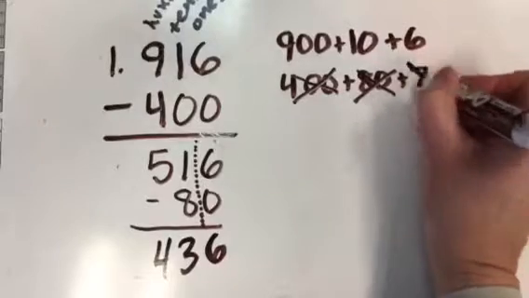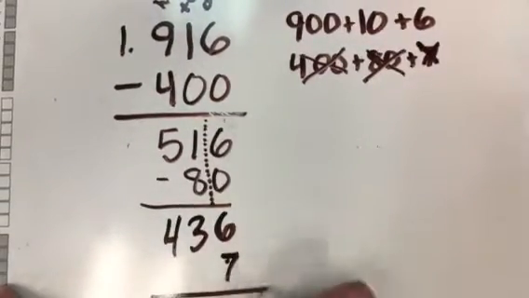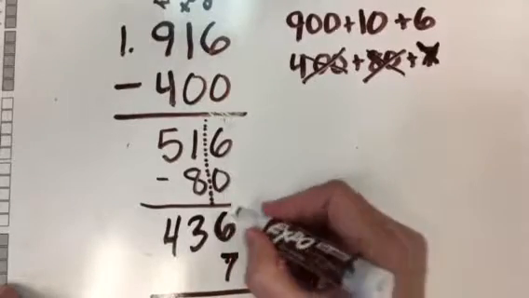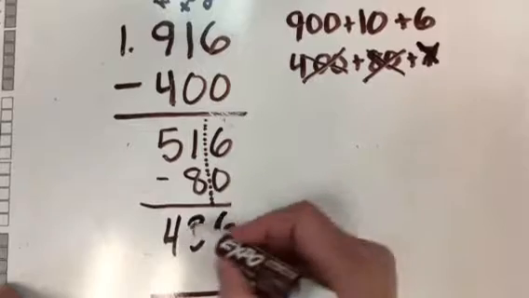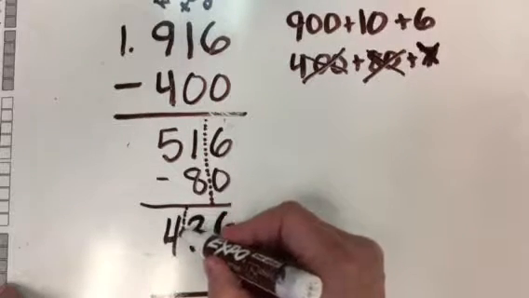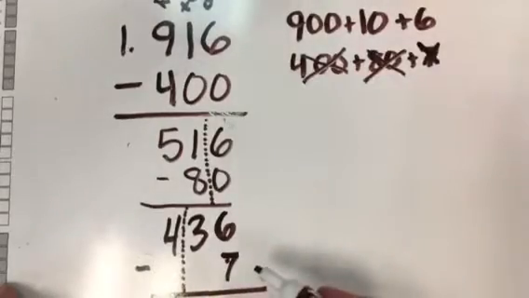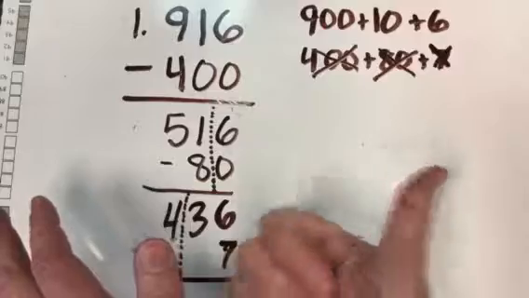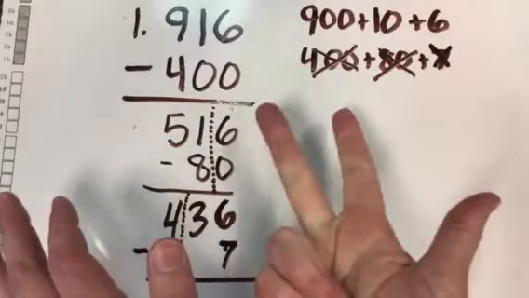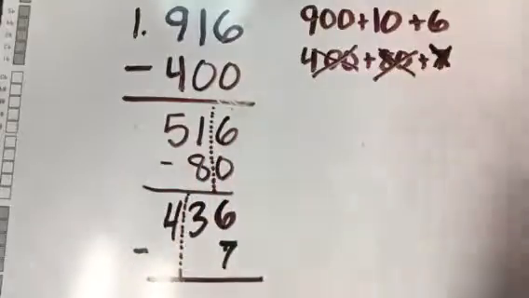Last, I need to subtract the 7. That is the last value. And as I did up here, I'm going to avoid worrying about regrouping by taking the value of the tens and ones place, 36, and subtracting 7. I'm going to do that by starting at 36 and counting back 7. 35, 34, 33, 32, 31, 30, 29.